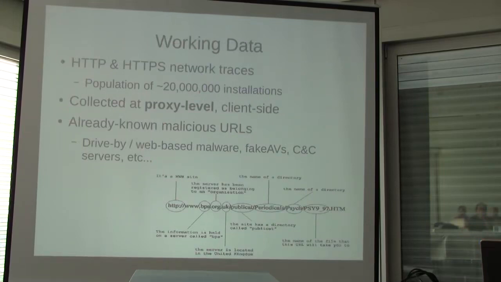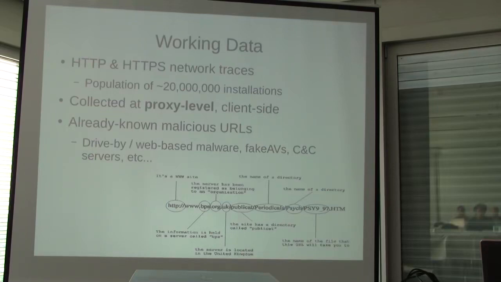So the data we work on are HTTP and HTTPS network traces that are collected at the client side. Either on consumer machines, so normal end users, or on servers, or it might even be a proxy installed for the whole network, so it's proxying everything, and we collect information at the proxy level. So we collect basically the URLs that the machines are connecting to, either GET or POST requests, and those are related to URLs that we already know to be malicious.